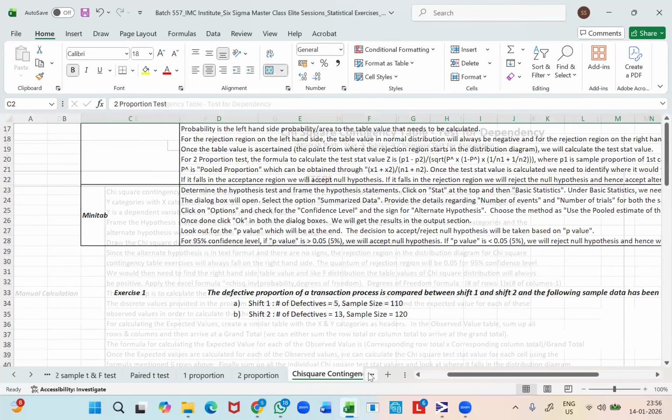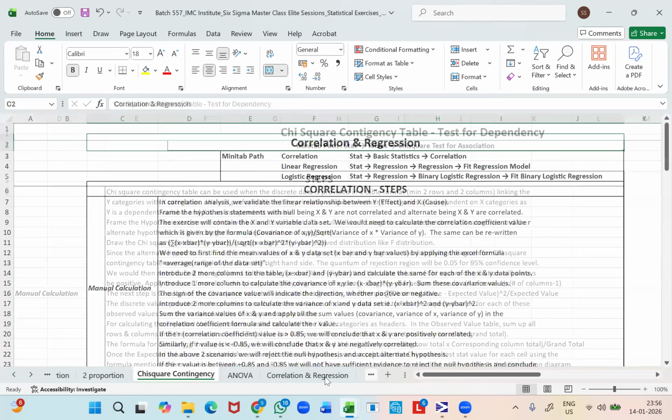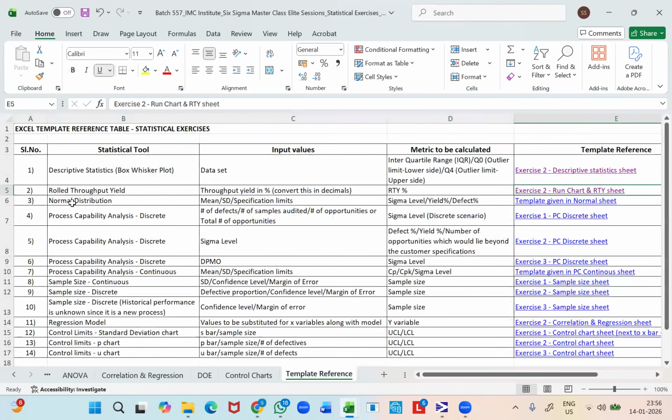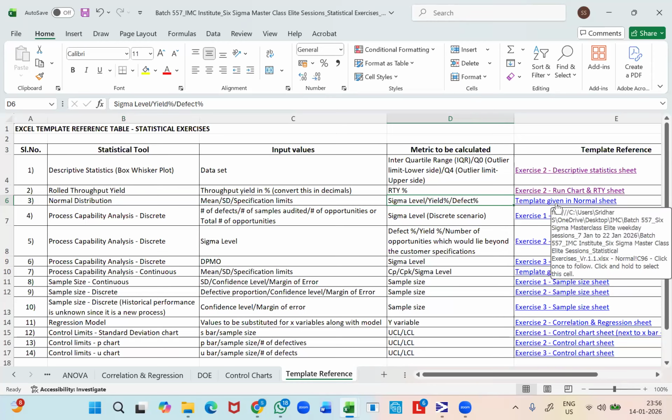And then the third one, it's a normal distribution. The problems that we solved just now. So you will be provided with mean, standard deviation, and specification limits. Nominal the better, you'll be provided with both LSL and USL. If it is going to be higher the better, you'll be provided only with LSL. So in that case, you'll be asked to calculate either the sigma level or the yield percentage or the defect percentage. So we need to use the template given in the normal sheet.